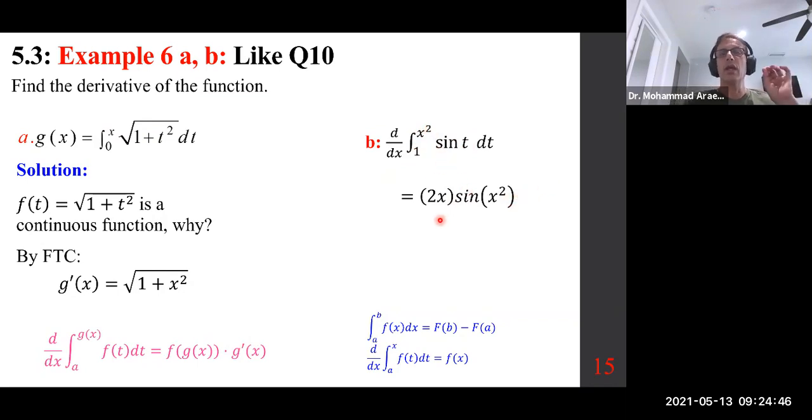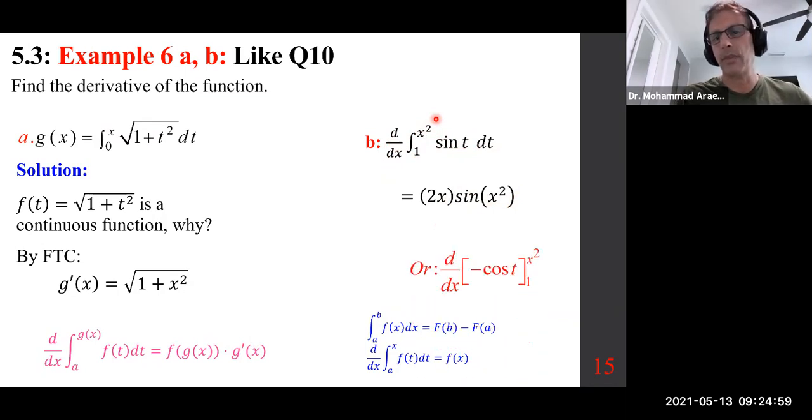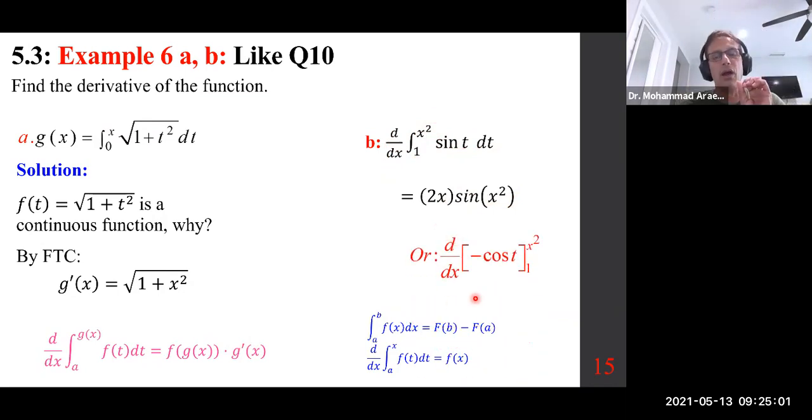Another way to do that, you can actually do this, ignore d dx. If you integrate sine, you get negative cosine. Evaluate it from 1 to x squared, and now take a derivative. So I highly recommend you do this. Ignore the d dx, integrate this one, and you get minus cosine t from 1 to x squared. Evaluate this part, and then take the derivative. It gives you absolutely the same answer.